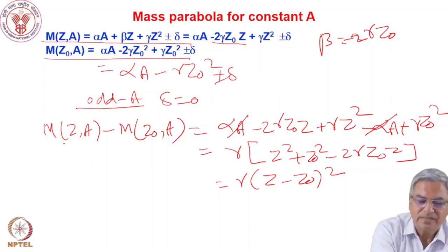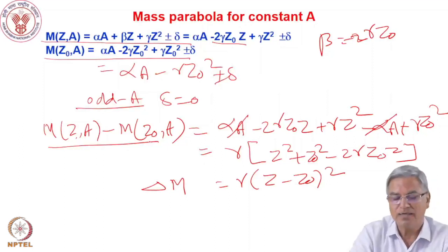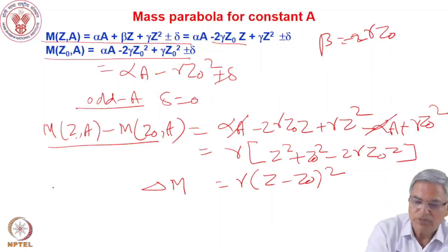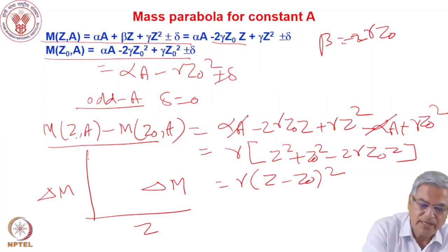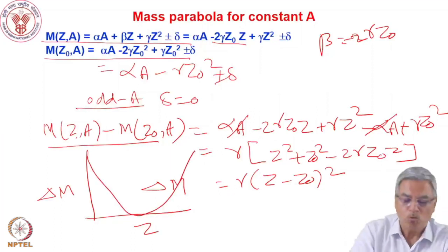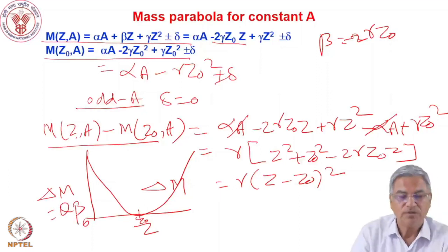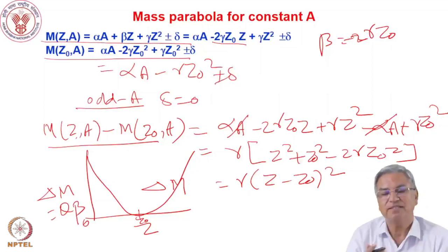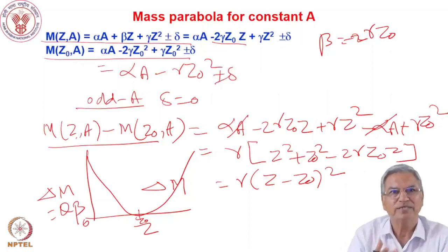Now you see here the delta M, the mass difference between any isobar and the most stable isobar, follows a parabolic relationship. If you plot delta M versus Z, we get a parabola where the minimum corresponds to Z0. Now this delta M is nothing but Q beta for isobaric chains. This is what we mean by the mass parabola. The masses of the isobars of a beta decay chain fall on a parabola.